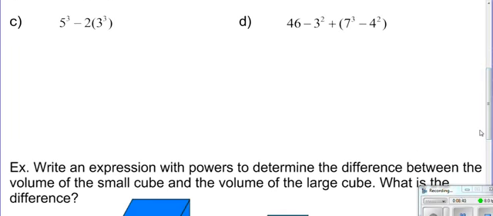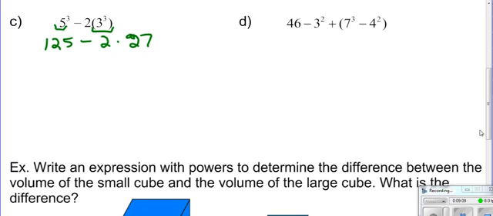Looking at C, we have 5 to the power of 3 minus 2 times 3 to the power of 3. So again, we have exponents, we have multiplying, and we have subtracting. We're going to solve the exponents first, and I can do them both in the same row. If I want to do them at separate steps, I can do that too. 125 minus 2 times 27. I almost wrote 9 there. 3 to the 3 is 27. 3 to the 2 is 9.